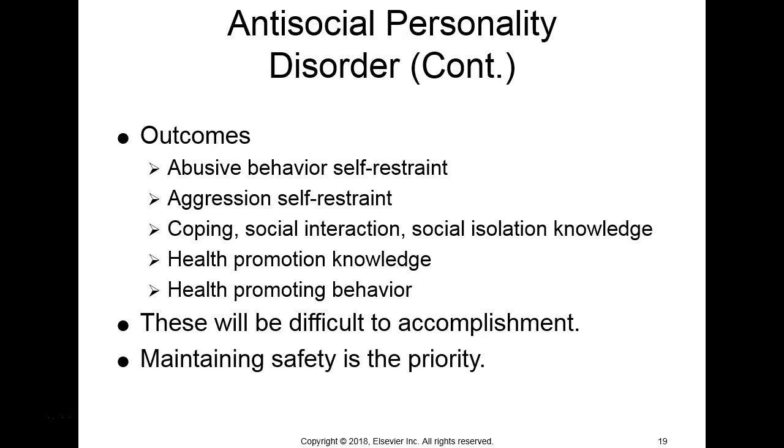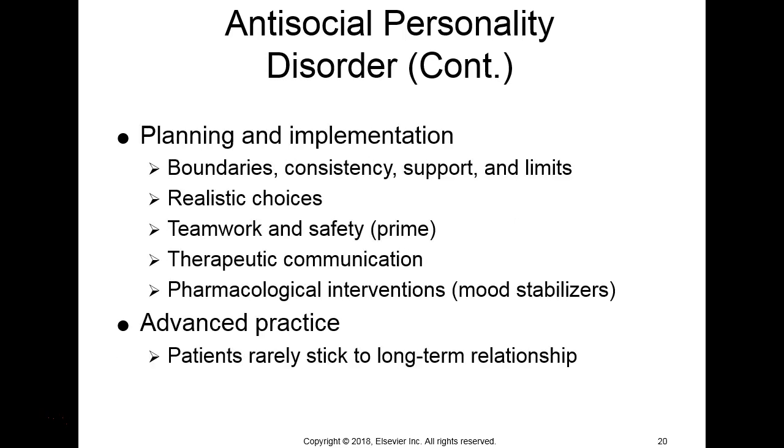Maintaining safety would be the absolute priority. So we want to try again to work with boundaries, make sure we maintain our own boundaries. We don't want to cross the boundaries professionally and start to get into more of a friendship relationship or social relationship. We have to be very consistent, be supportive, but we have to set limits, offer realistic choices, teamwork and safety. So everybody needs to be behaving and interacting the same way.